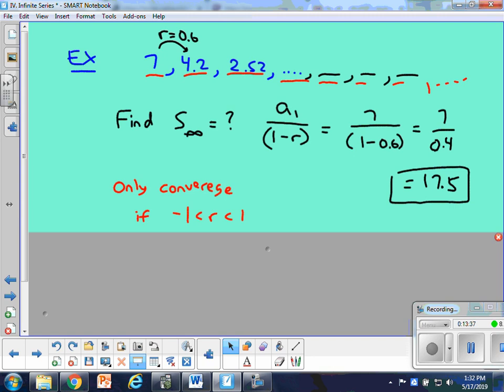All right, and that only converged because, again, for our r value I chose something between -1 and 1 for the ratio. Otherwise, we say it just diverges and there is no sum. Okay, so hopefully that helps. That is infinite series and how to find the sum.